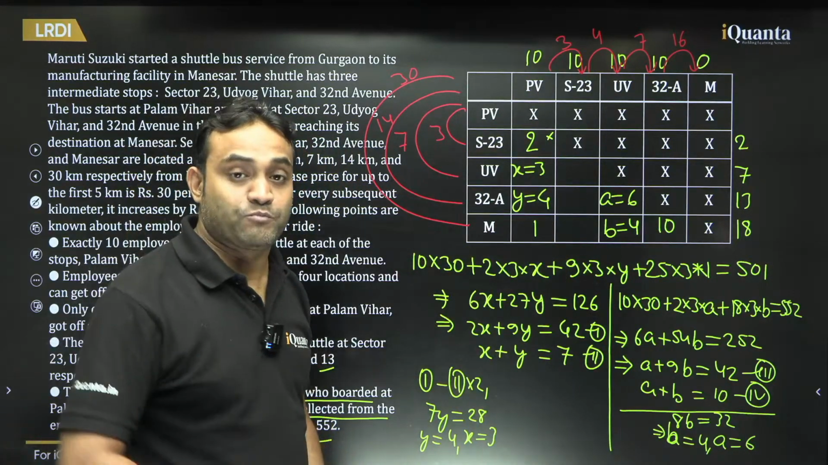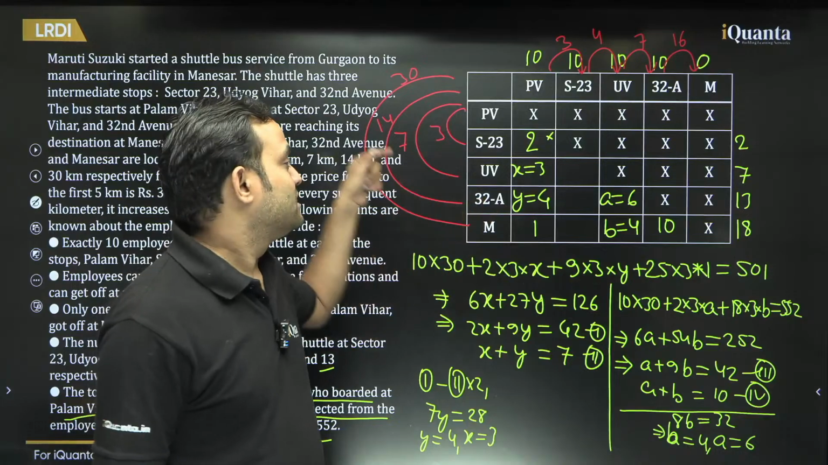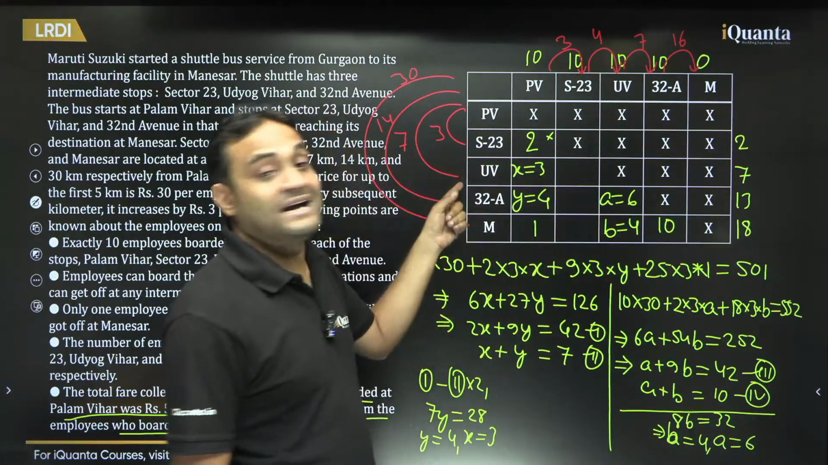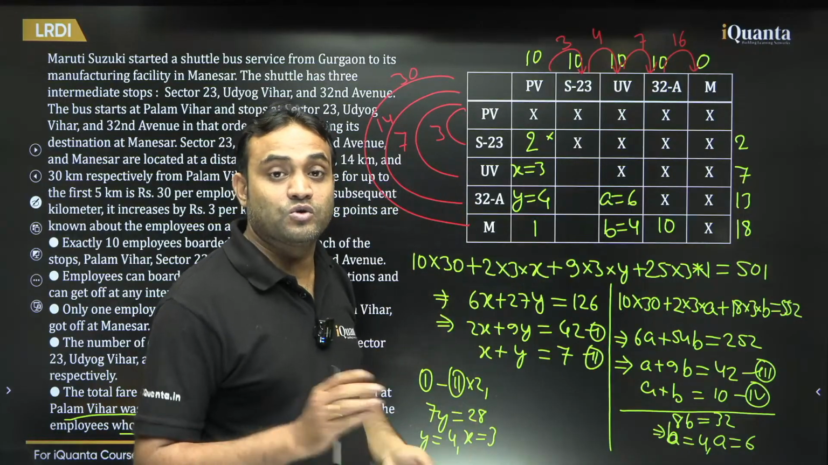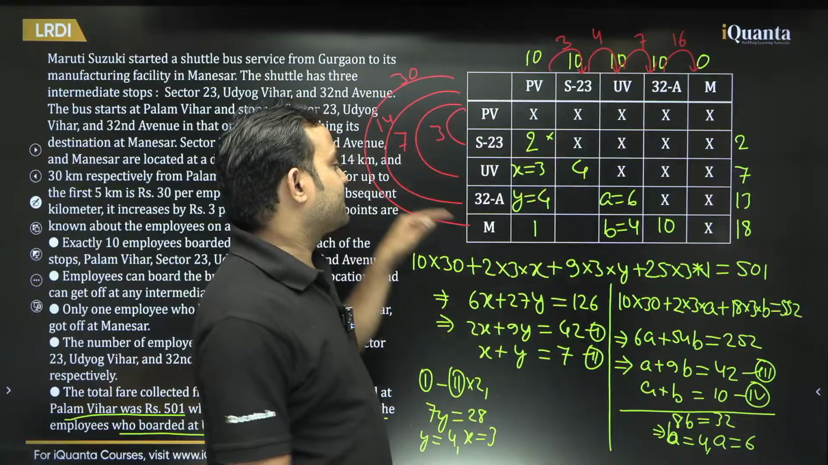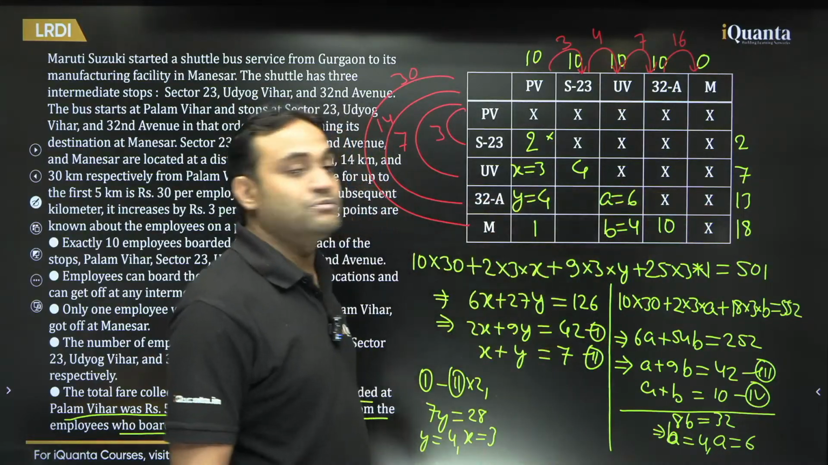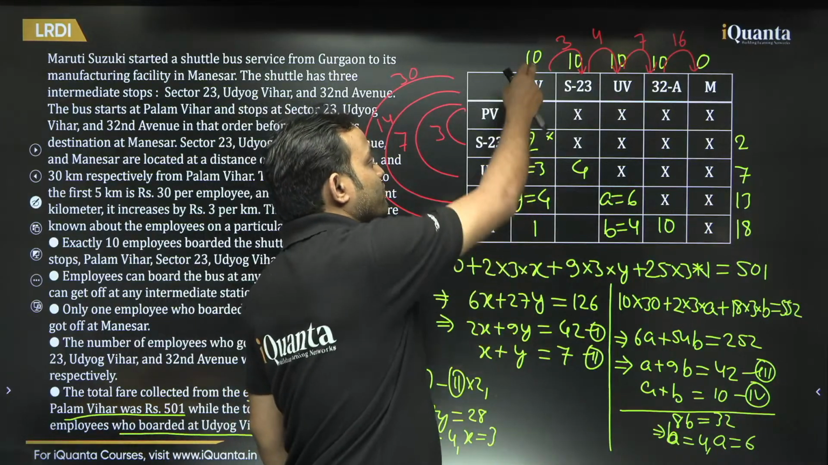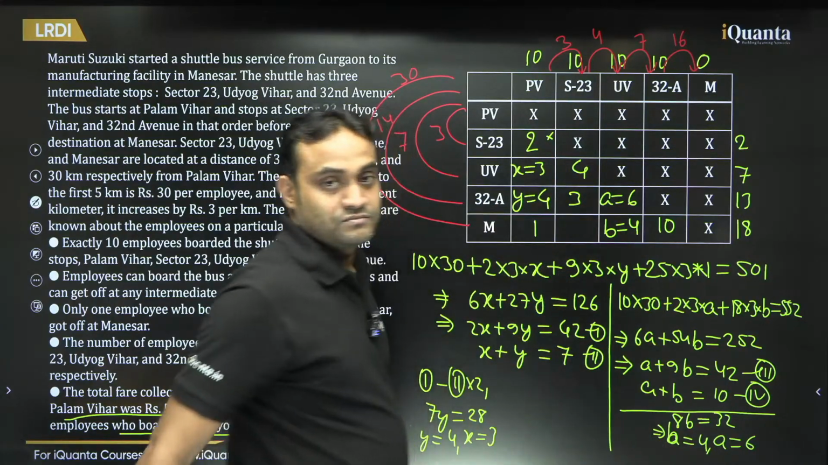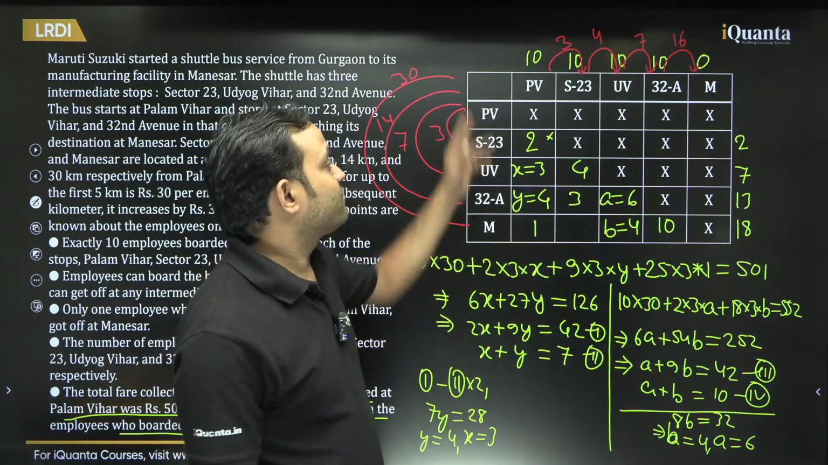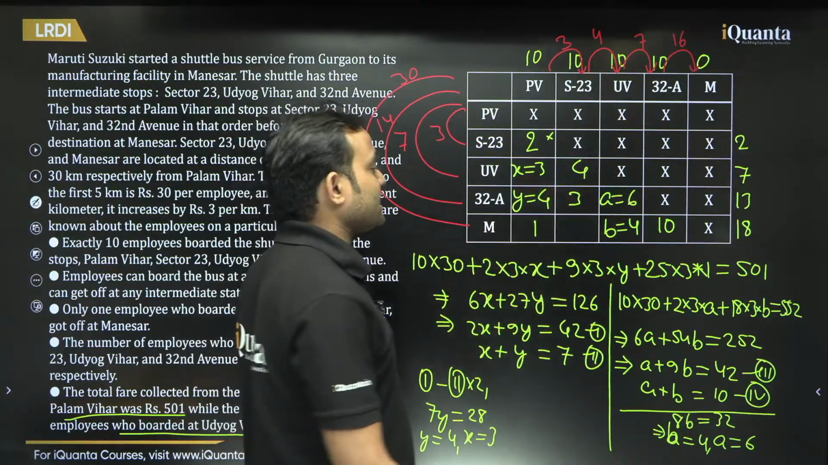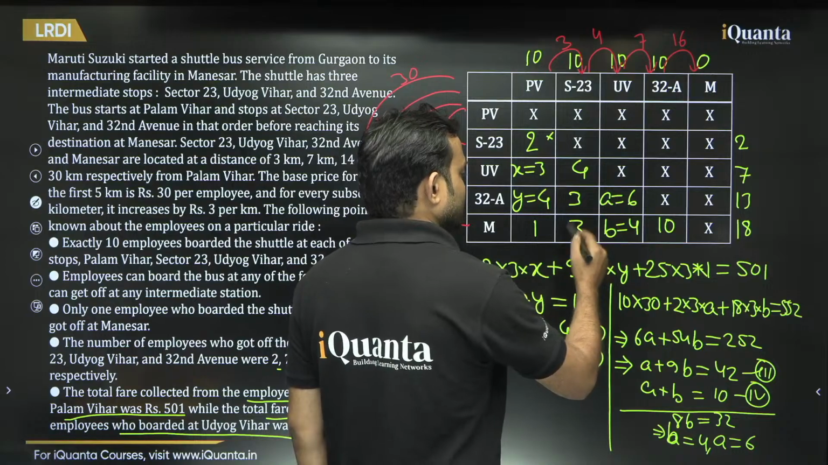The number of employees who deboarded at sector 23 is 2. Does it make sense? 2, 2. At Udyog Vihar, the total number of employees who get off is 7, so this must be 4. In case of 32nd Avenue, 13 employees get off, 4 from Palam Vihar, 6 from Udyog Vihar, so this must be 3. In case of Manesar, 1 from Palam Vihar, 4 from Udyog Vihar, 10 from 32nd Avenue, so this must be 3.